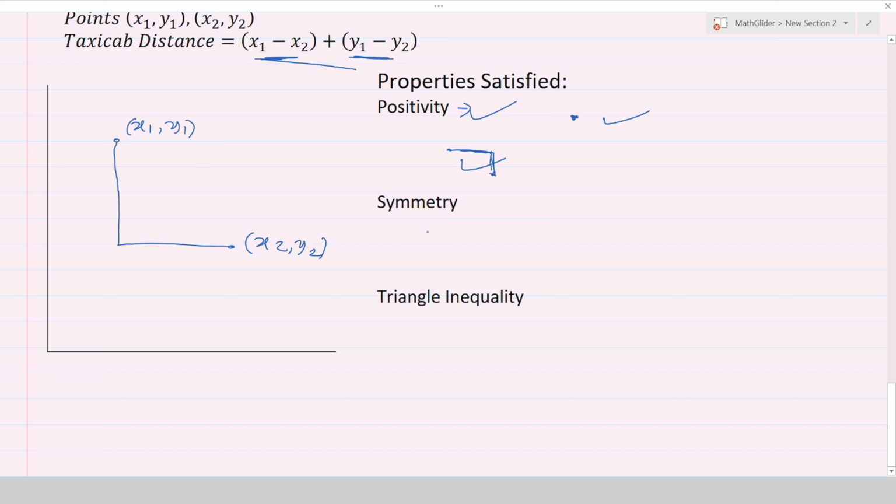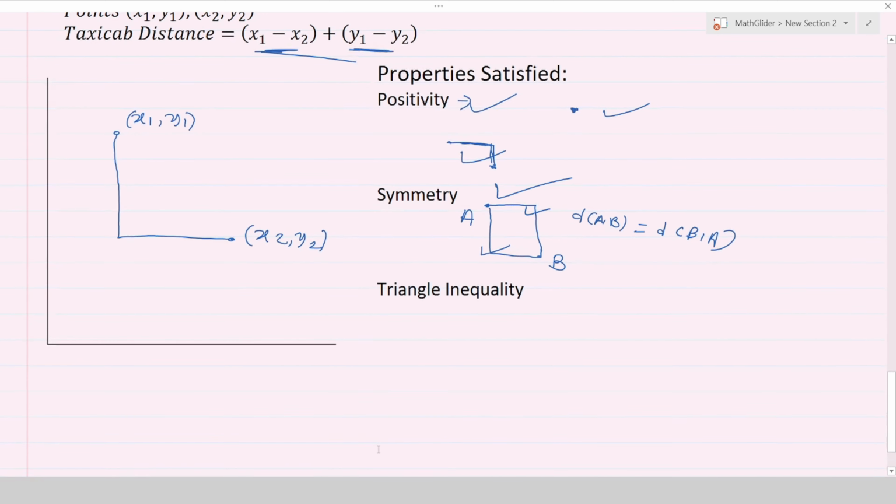Symmetry. If you think about symmetry, if you take point A and point B, let us say the distance from A to B is this and B to A is this. But this distance and this distance are both the same. So the distance between A to B is the same as the distance between B to A. So you can easily see that it satisfies the symmetry property also.